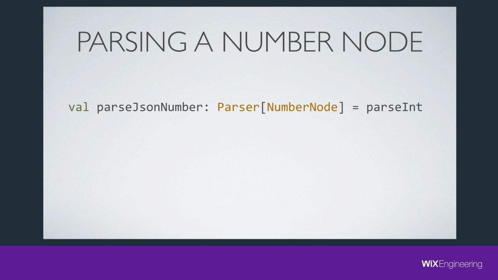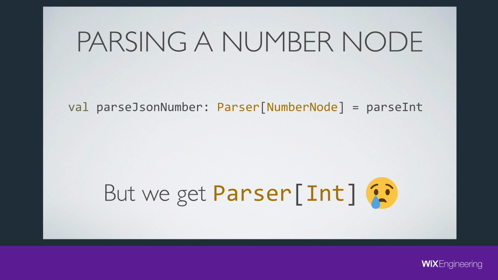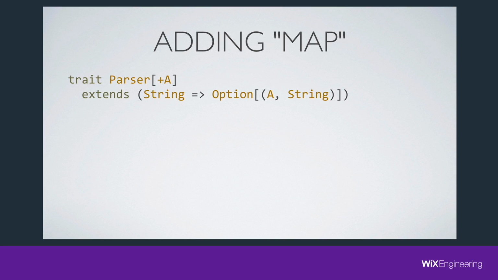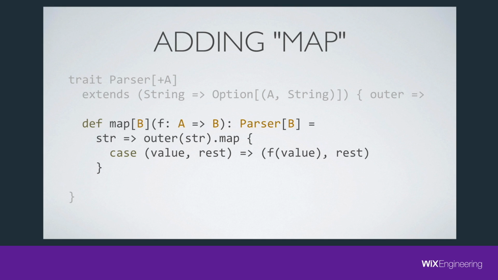That's great. Can we use this parser to parse a number node? Unfortunately, not yet. This code won't compile because we need a parser for number node and we have a parser for int. Luckily for us, our parser is also a functor. This simply means that we can map over it like we do with lists and options and futures. So what we can do is add the map function to the trait. Map takes a function f from A to B and will transform a parser of A to a parser of B. The implementation is straightforward.